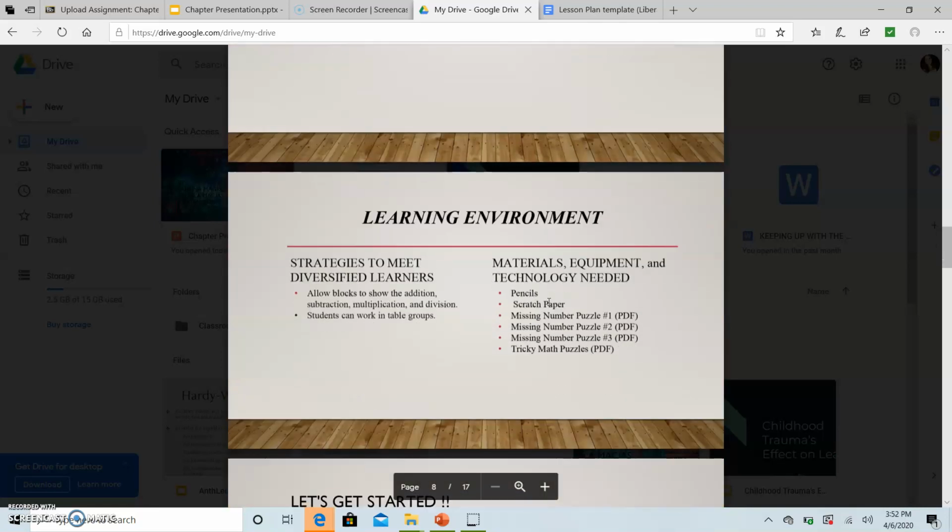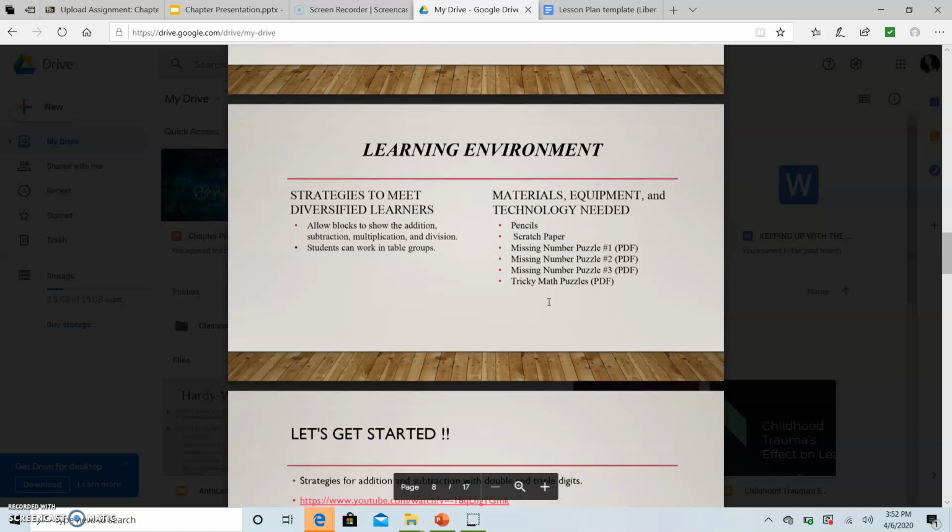The learning environment, for the different kinds of diverse learners, we can allow blocks to show the addition and subtraction and other hands-on activities to really help hone in their skills. And then we're also going to have the students work together in table groups. The materials that we are going to be using are pencil, sketch paper, and the worksheets that we're going to be passing out. We're also going to be using some technology, like a smartboard and stuff like that.